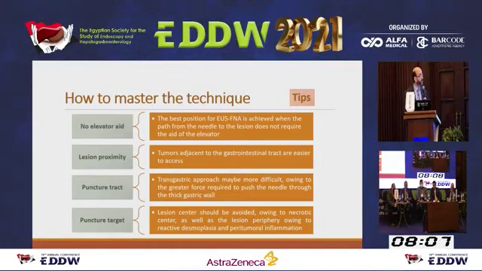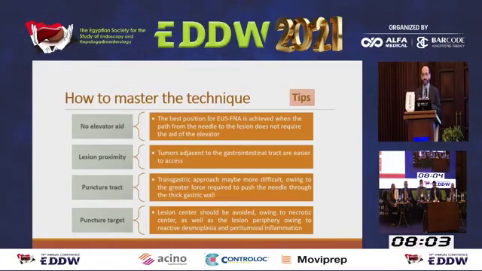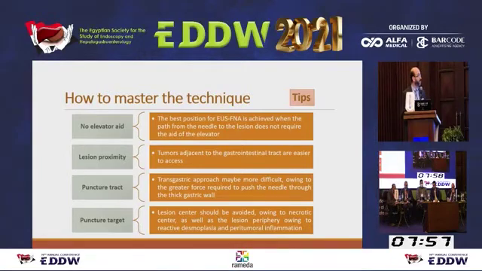The second tip is lesion proximity. Before you go for FNA, you get the lesion to the closest part to the probe, so you can easily manipulate the needle itself. The third point is the puncture track. Transgastric biopsy is much more difficult than transduodenal biopsy because you need greater force to pass the stomach itself, which makes the manipulation a little more difficult than in the duodenum. So if you have a pancreatic head lesion and you can take it from the stomach or duodenum, you should go for the duodenum because it's easy to manipulate.